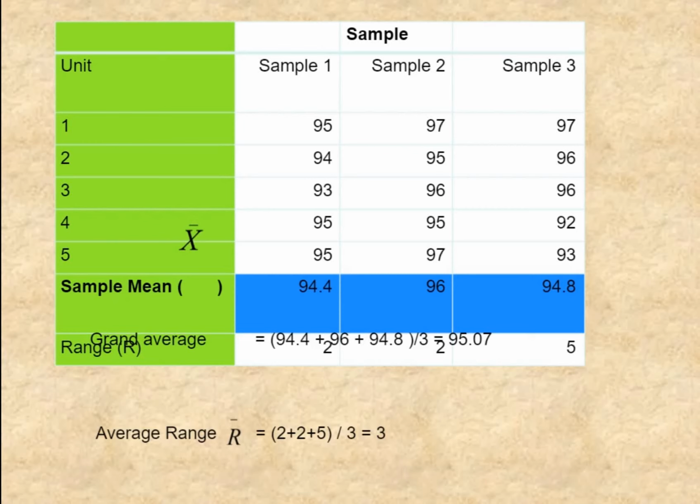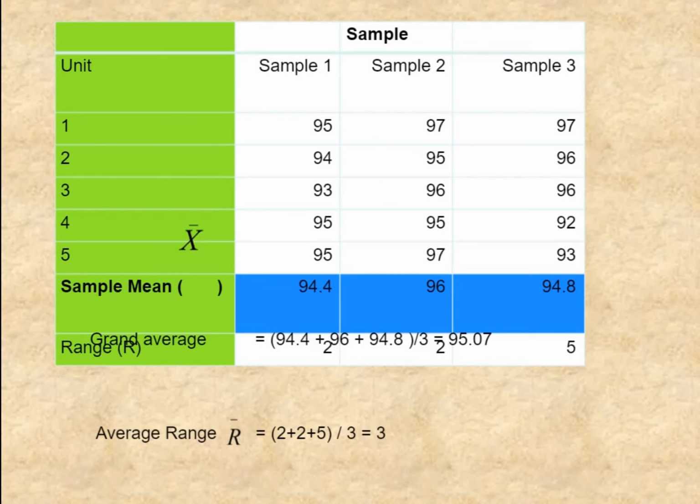That's the range. Next we calculate the grand average. Grand average is basically the average of averages, so we call that a grand average. It is calculated by taking the average of the sample means x bar here. So we take the average of these 3 numbers, and that gives us the grand average, which is 95.7.